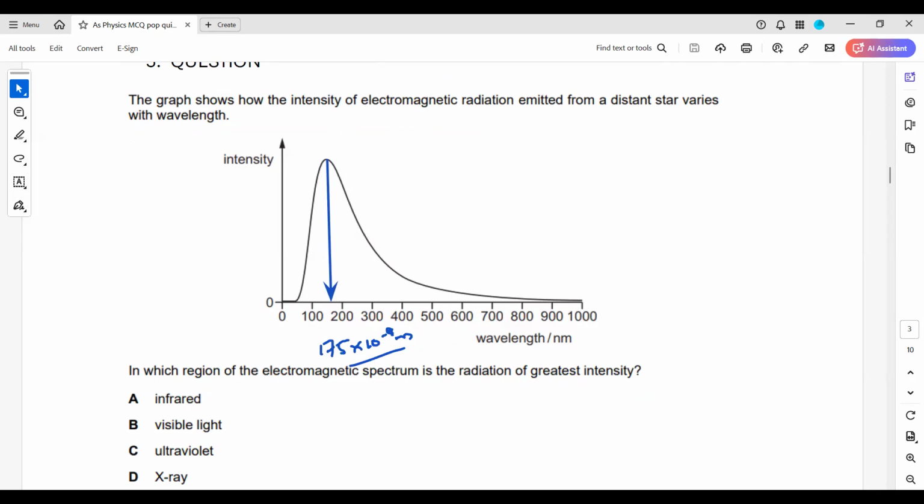Then you have to check which one it matches with in the order. It cannot be visible, because the visible range is from 400 nanometer to 700 nanometer. And it's a shorter wavelength. After visible, we have UV, ultraviolet, and then X-ray. So when you check the range, you will find it lies in the range of UV, 175 nanometer. So this is totally related to memorizing the order of the electromagnetic radiation. You have to learn that.